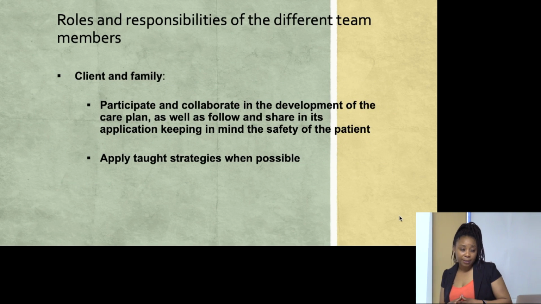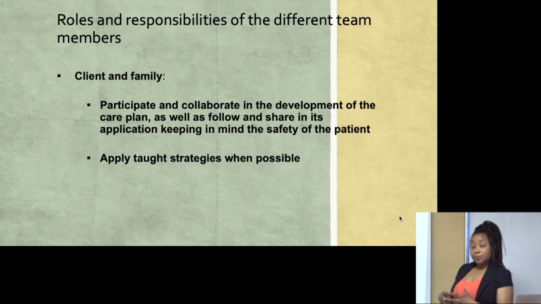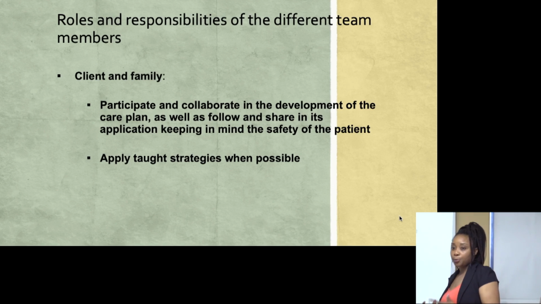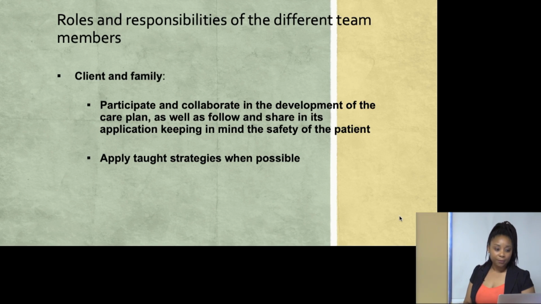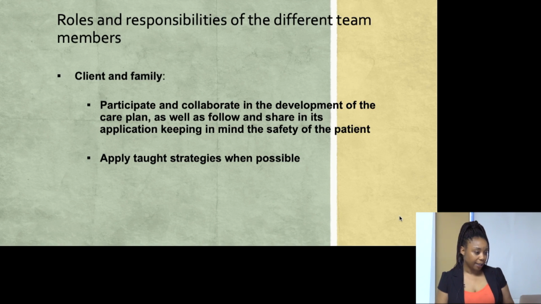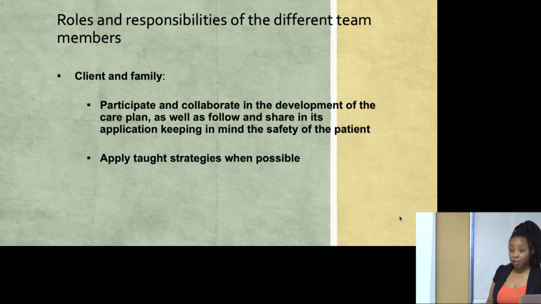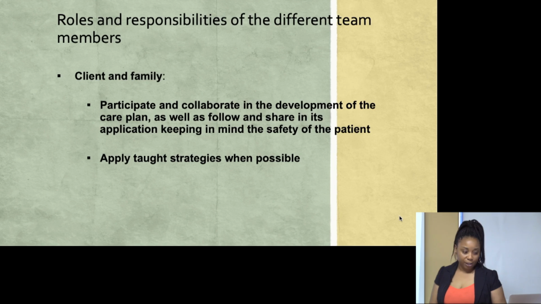It is very important when caring for patients to recognize that in as much as we would like to do for them, it's important for us to empower them. In this sense, we want the client and the family to participate and collaborate in the development of the care plan, as well as to follow and share in its implementation, keeping in mind, of course, the safety of the patient.